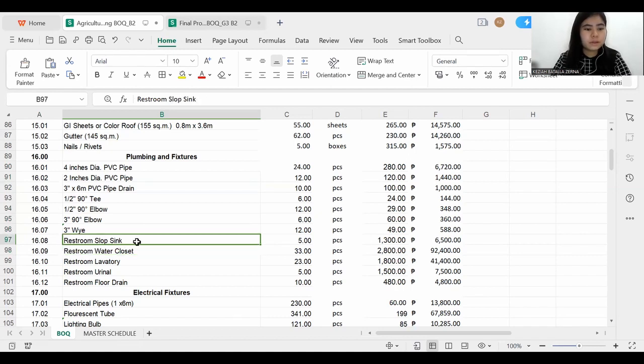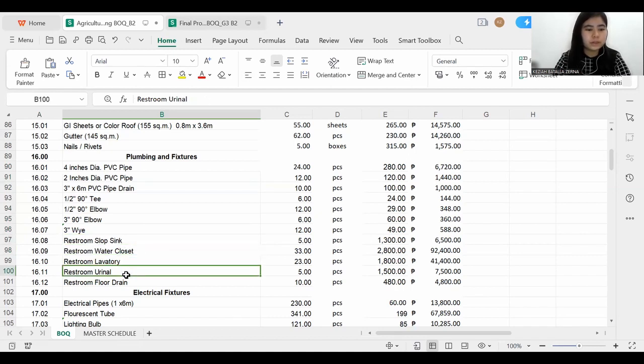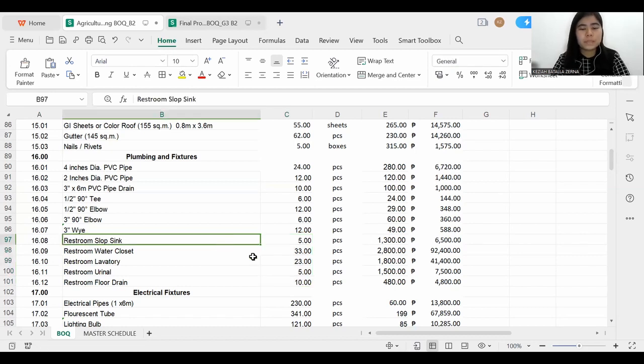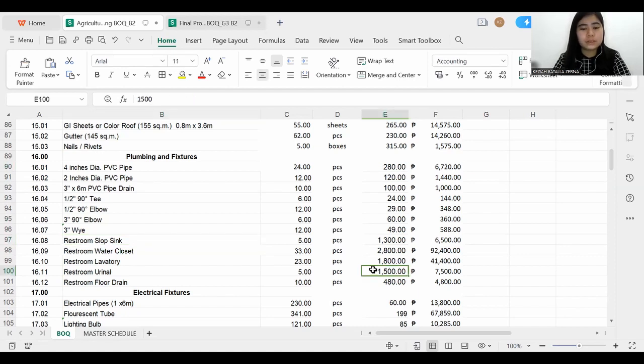For the materials of the slab sink, water closet, lavatory, urinal, and floor drain, I manually counted them per floor of the entire building, wherein I got these values for each material. These are the unit prices for each material, and the source for these unit prices is Wilcon Hardware. For the total cost, I multiplied the quantity of these materials and their unit price to get the total cost.